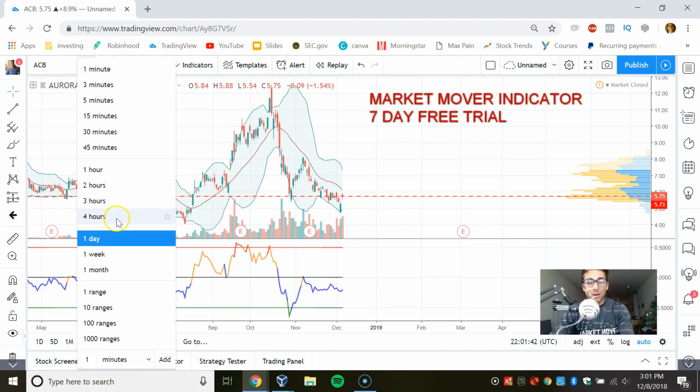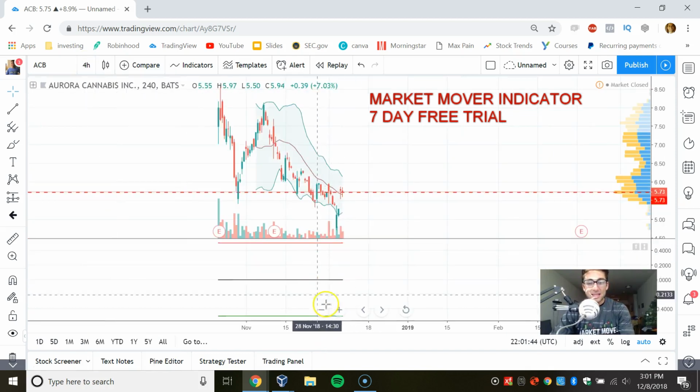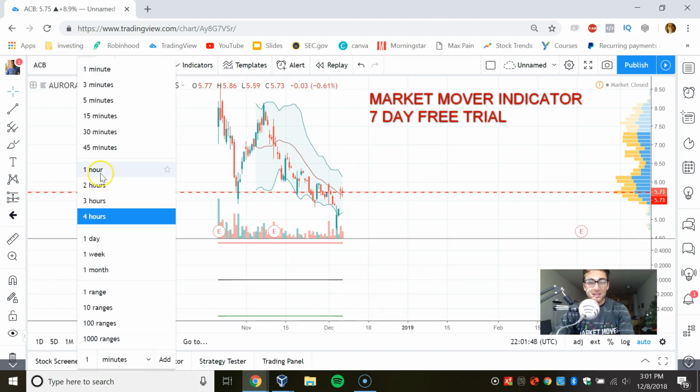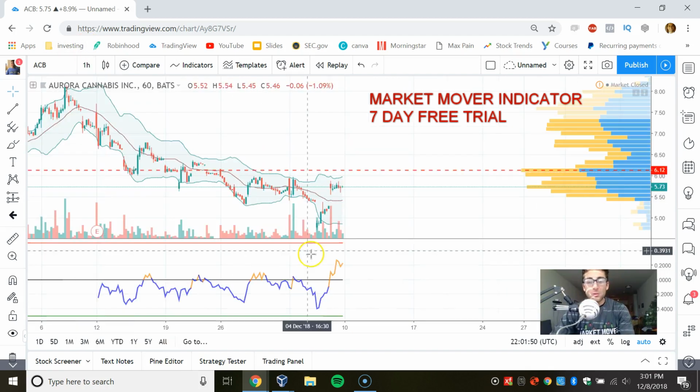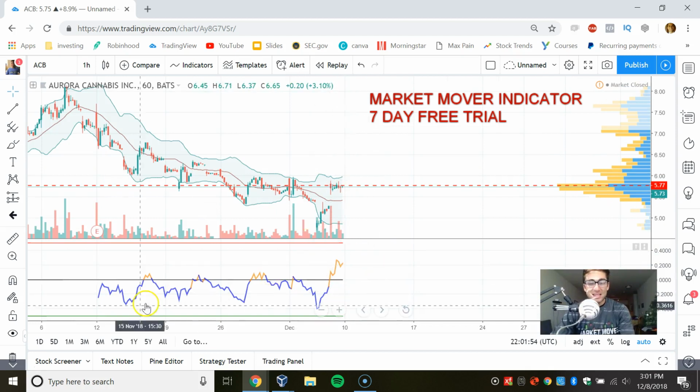We're going to head to the 4-hour chart, because obviously this is not a sell signal yet. Still not a sell signal on the 4-hour. We're going to head to the 1 hour. Still not a sell signal. So head back to the stock screener.